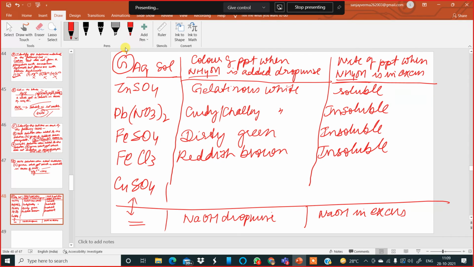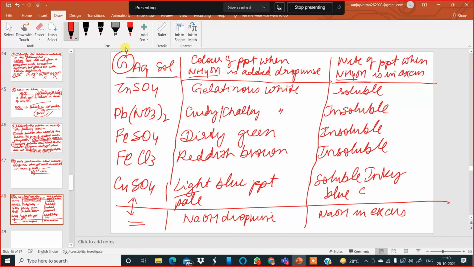The last one is copper sulfate. If you add dropwise ammonium hydroxide, it will give a light blue precipitate. You can write light blue or pale blue precipitate. If you add excess of ammonium hydroxide, it dissolves to give a soluble inky blue solution. Okay, so this is how you're supposed to fill up the table.